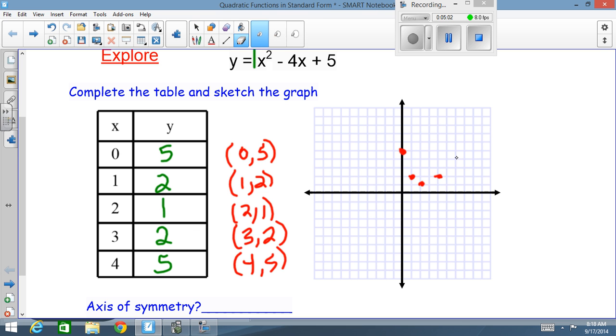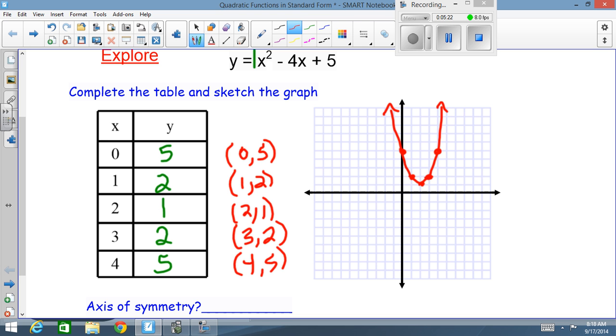Okay, it's not going to let me do that, so hold on a minute. To the right 3 up 2, right about there, and then to the right 4 and up 5. So my parabola looks like this.